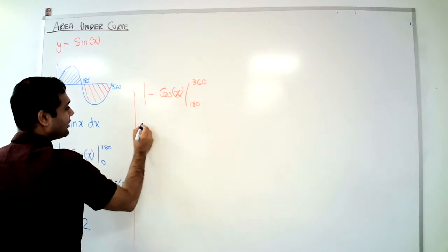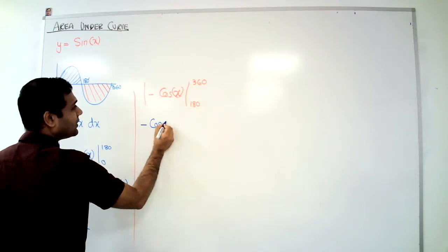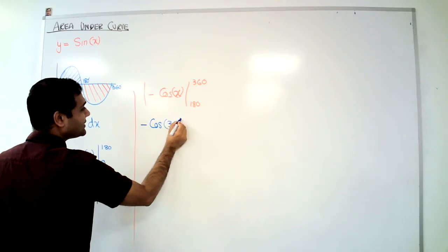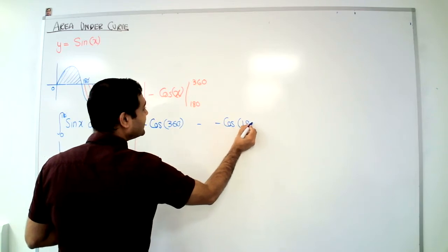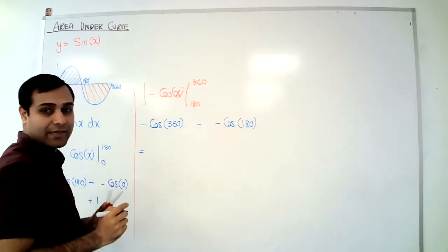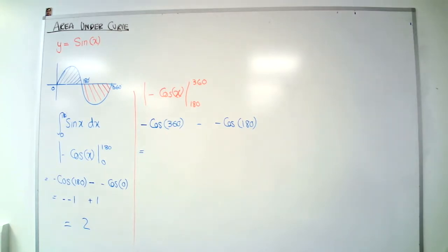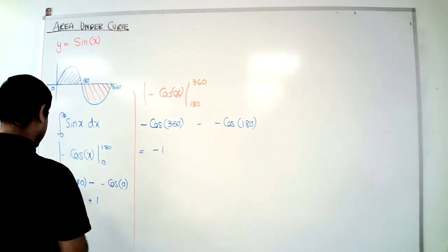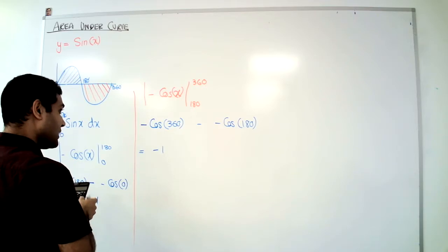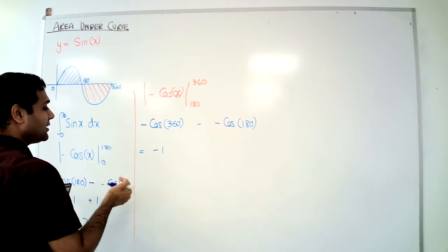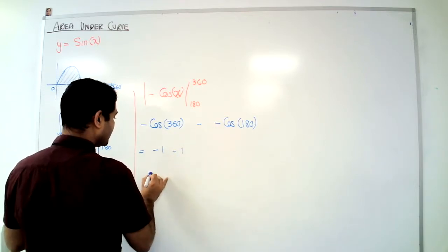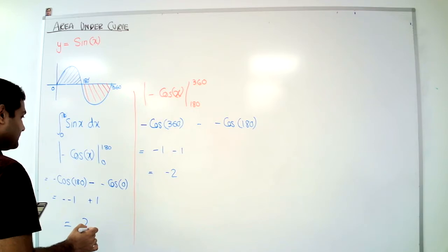When you do this one, you will have minus cos, with the upper limit 360, then another minus, cos lower limit 180. Now cos 360 gives me the answer 1, so that will be -1. And then minus becomes positive. And cos 180 gives me the answer -1, so positive -1 is another -1. So that's going to give you -2.